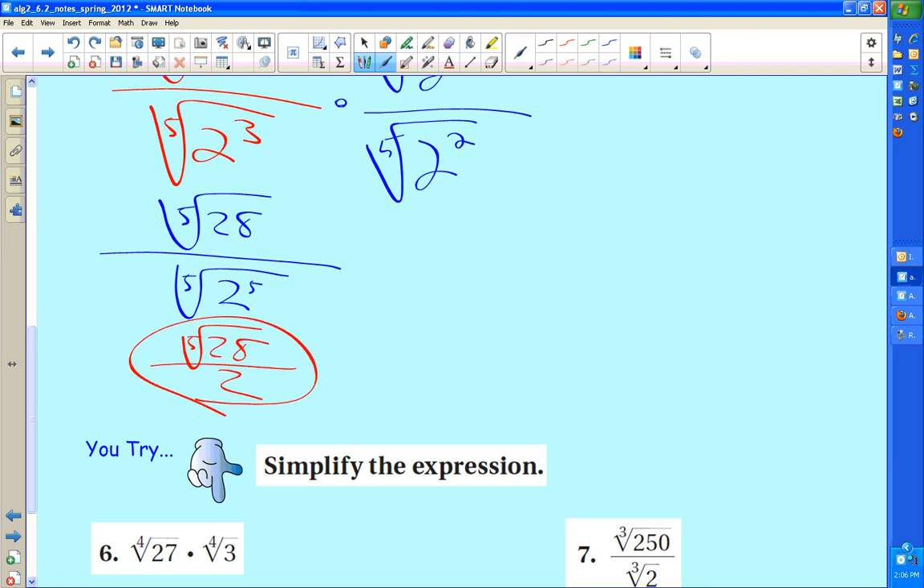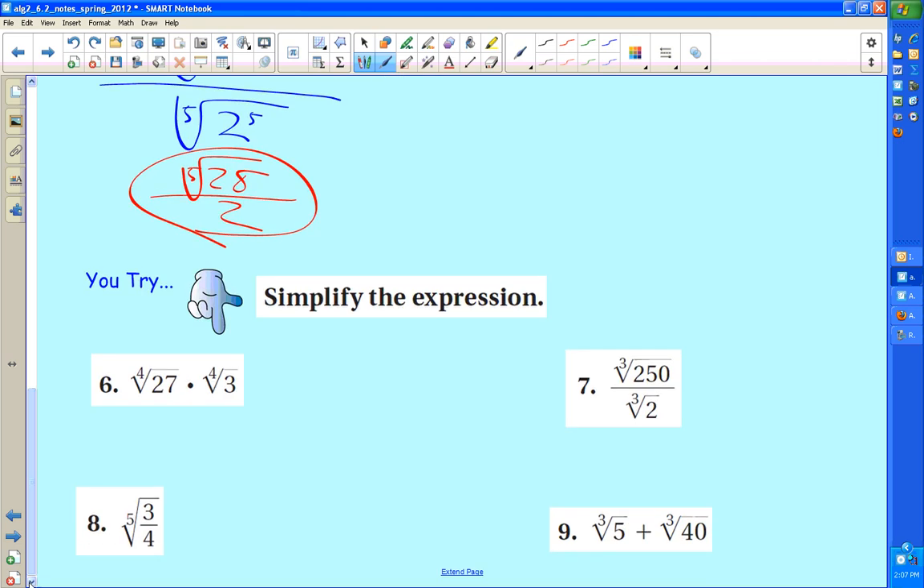You know what I'm going to get from some of you for answers? What do you think I'm going to get as another line? The fifth root of 14. Right? Try these 4.